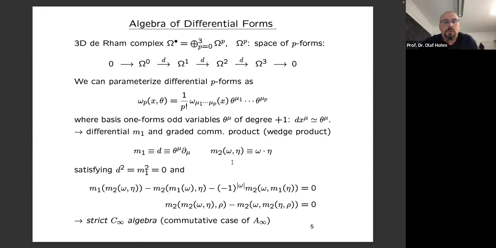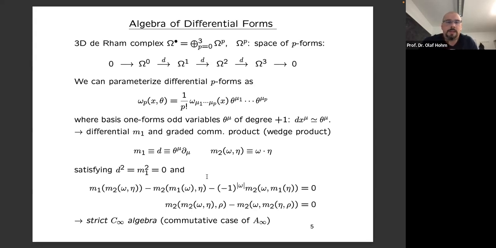And here I've given two new fancy names to these maps. The differential I also call M1, and the product I call M2. So D squared equals M1 squared is 0. Now you will wonder, why do I give a new name to something that already has a name? So large part in this activity is that you give new names to familiar objects. So what's the point of that?